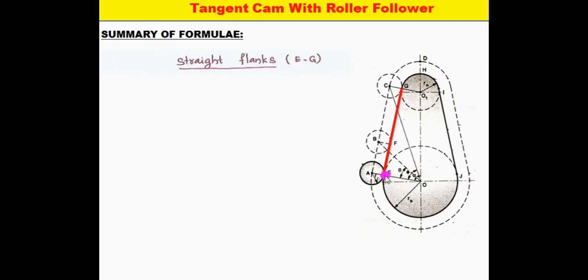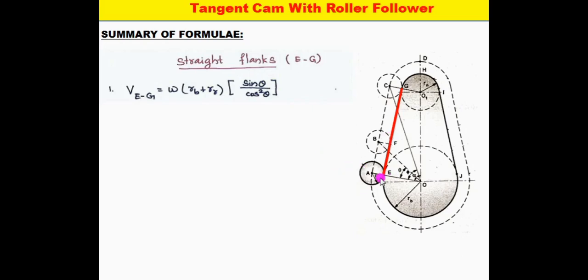Now we are going to consider the velocity and acceleration only in the straight flank EG. This formula VEG provides the velocity of this roller at any point between E and G. This theta is varying every instant. So by providing different values of theta in this formula, we are able to get the velocity at the particular point.